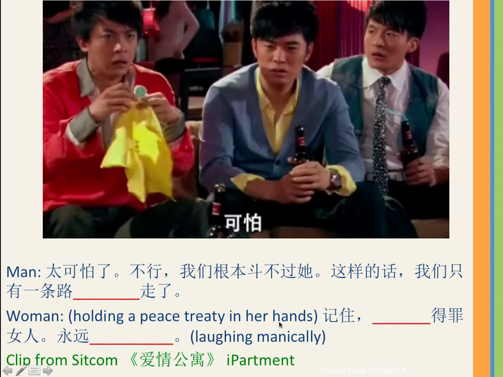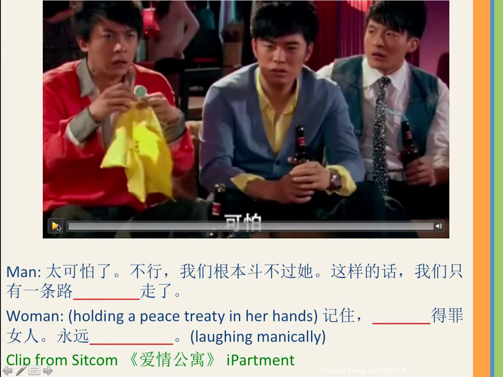And then the girl holds a peace treaty already prepared in her hand, and she says, 记住 remember. 得罪女人，得罪 means to be on the wrong side of women, to make mistakes with women. So forever, don't do that. So she's saying, don't do that. Remember, never do that, because you will know what you get into. So let's hear this, and then see if you can catch the modal verbs.